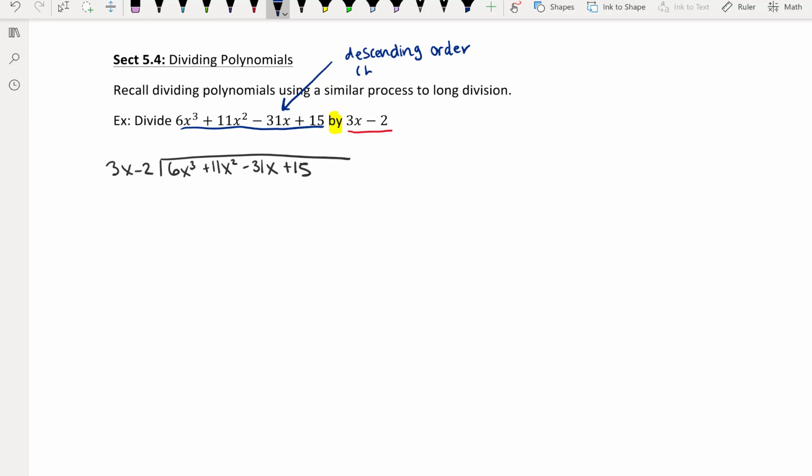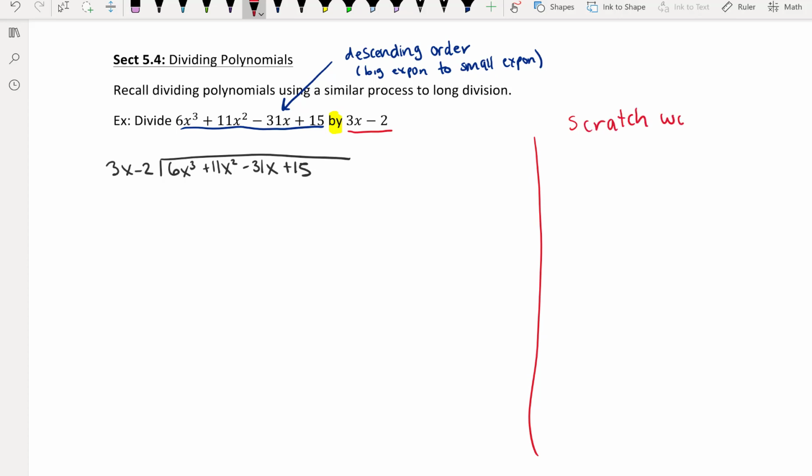Which means from biggest exponent to the smallest exponent. Okay, so over to the side I'm going to have my designated area for my scratch work. This is where I'm allowed to be messy and it's not going to interfere with my answer. Okay, all right, so here we go.